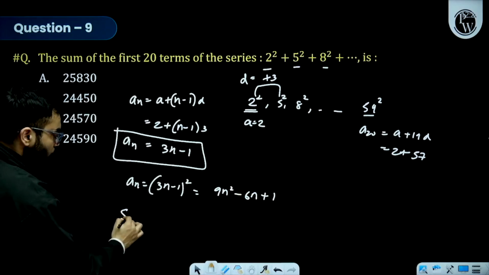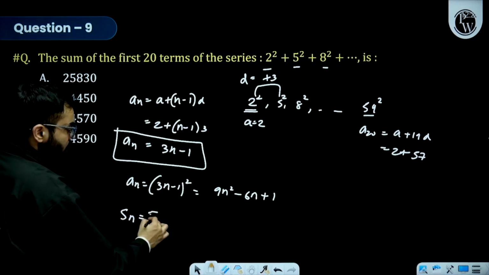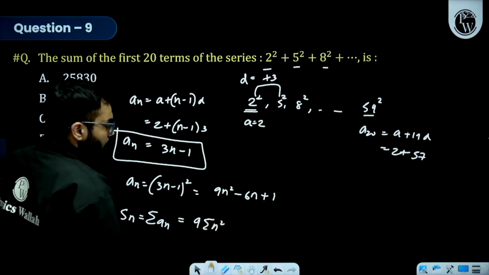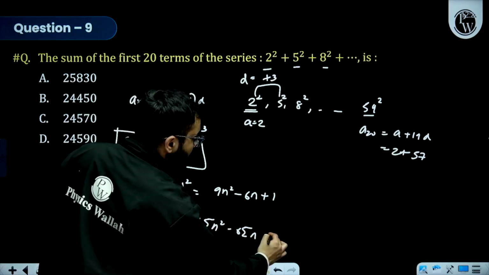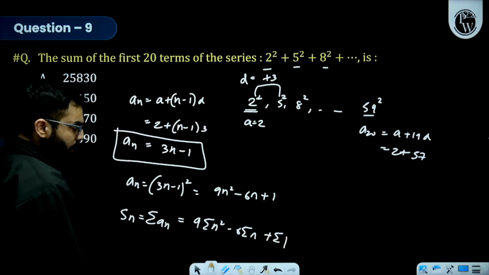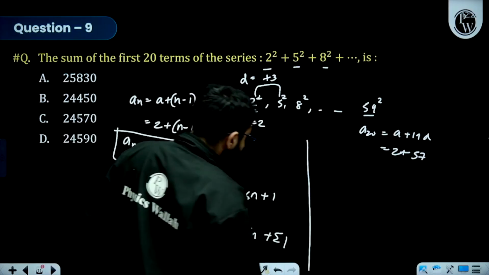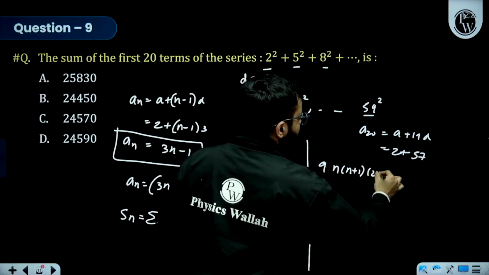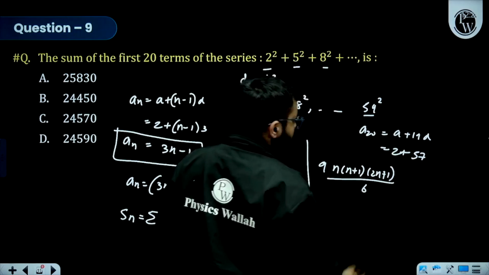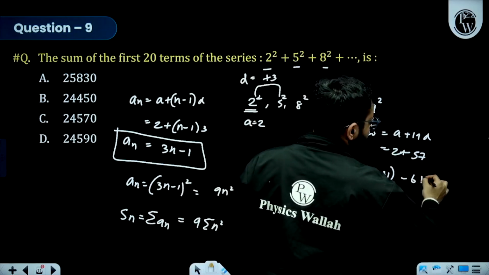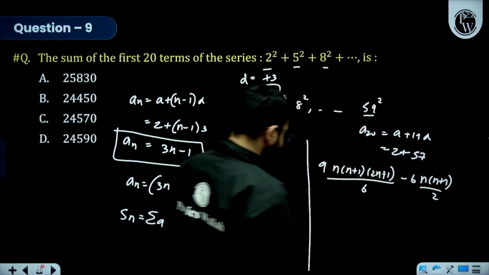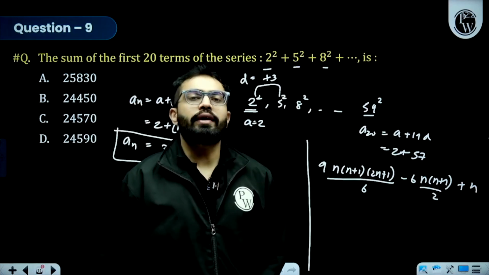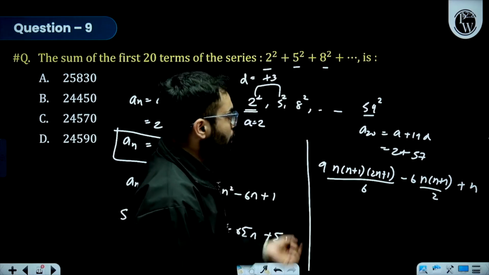If I need to find the sum of all these n terms, the sum is given by summation a_n, which will be equal to 9 times summation n squared minus 6 times summation n plus summation 1. So all I need to do is substitute the formulas. Summation n squared is n into (n plus 1) into (2n plus 1) upon 6, and minus 6 times summation n, which is n into (n plus 1) upon 2, and summation 1 is going to be n. This becomes my sum, and the question asks for the sum of 20 such terms, so I'll keep the value of n as 20.